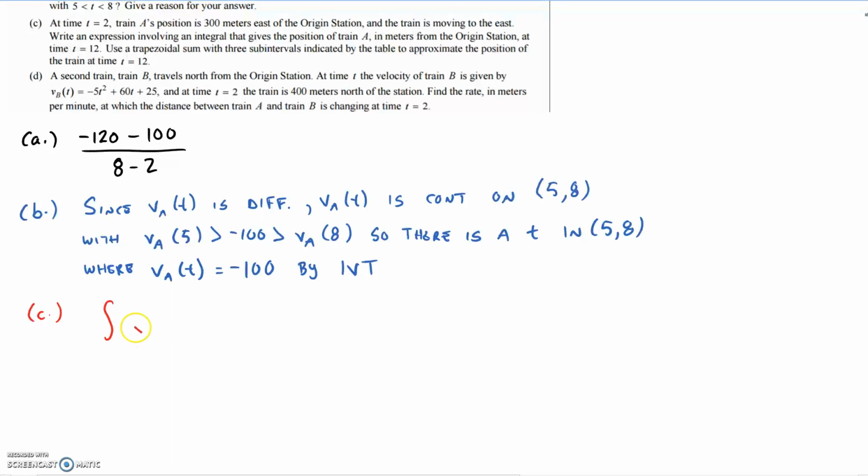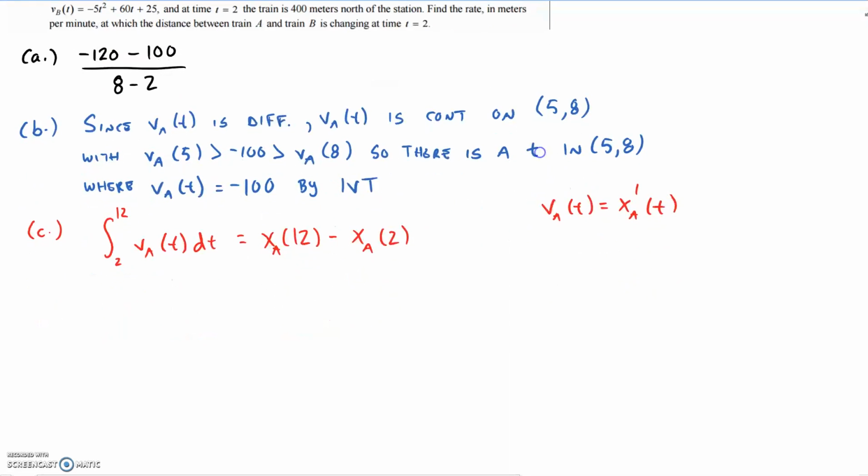If we integrate the velocity from 2 to 12, that'll give us the change in position from 2 to 12. So x sub A of 12 minus x sub A of 2. This is the first fundamental theorem because V sub A of t is x prime A of t. So integrating the rate of change of x gives us the amount of change in x. And then it says use a trapezoidal sum with 3 subintervals to approximate the position at time t equals 12.